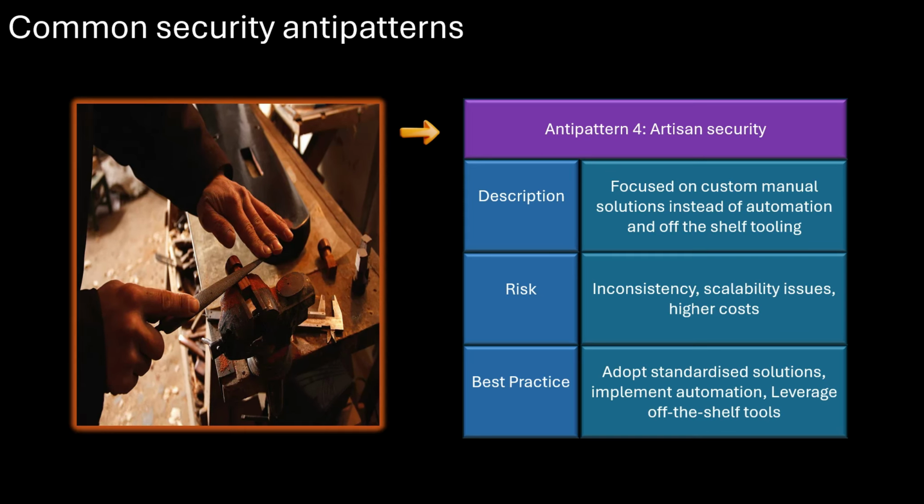The fourth anti-pattern is artisan security, in which the focus is on custom manual solutions rather than automation and off-the-shelf tooling. Custom manual solutions often result in inconsistent security measures. Without standardized automation, different systems and applications may have varying levels of protection, which leads to security gaps. Manually crafted security solutions may not scale well as the organization grows. This can lead to inefficiencies and the inability to adequately secure a larger, more complex environment.